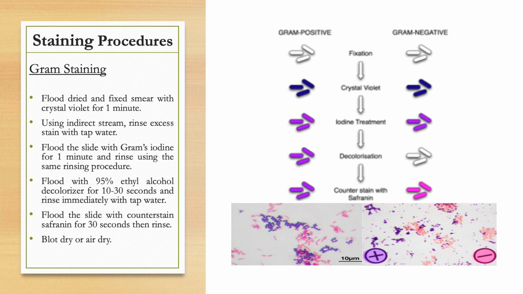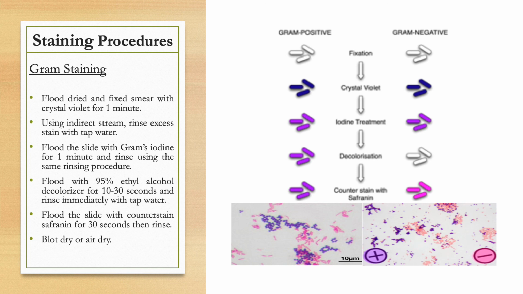After that, you flood with 95% ethyl alcohol. This serves as your decolorizer. And when we say decolorizer, this removes stains from cells which did not adhere to those stains. So for example, if you have a certain type of cell, usually these are what we call gram-negative bacteria that have a very thin cell wall. These bacteria are not able to trap your primary stain. So when you add your decolorizer, this washes out the primary stain, right? And after you add your decolorizer, again, rinse it immediately with tap water.